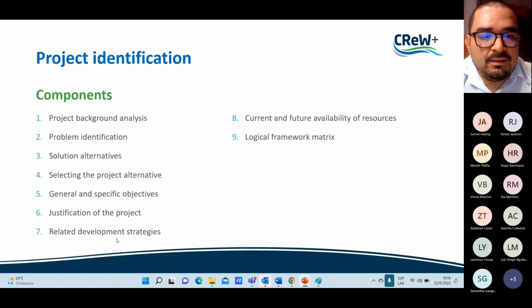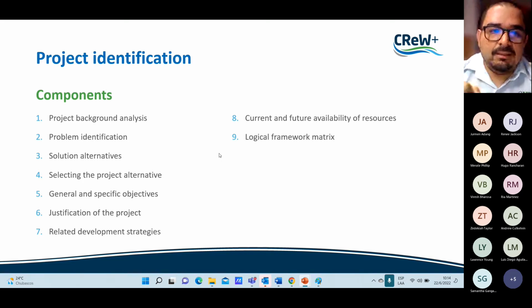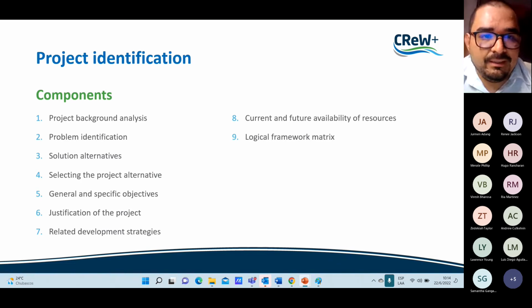After we select our alternative, we generate our objective tree, right? So later on, when we design the logical framework matrix, we will see the alternatives that we selected, and all of these are finally in harmony. But Jeremy, this is the logic of the project identification.